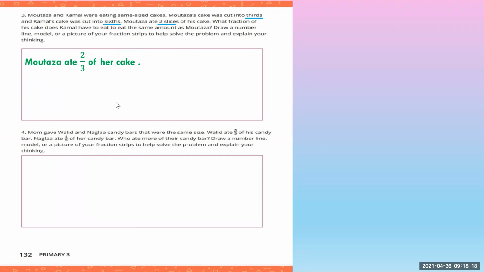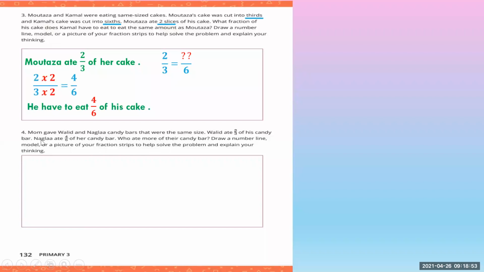Here 3 became 6. It increased, so I multiplied. Multiplied by what? 3 times 2. And here 2, I will multiply 2 by 2 also. So it will be 4/6. So he has to eat 4/6 of his cake.